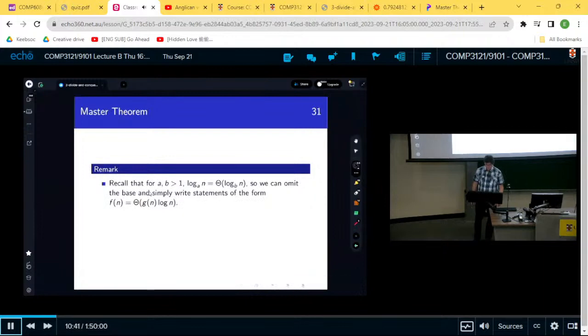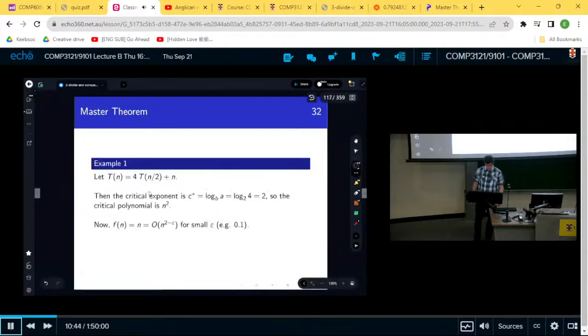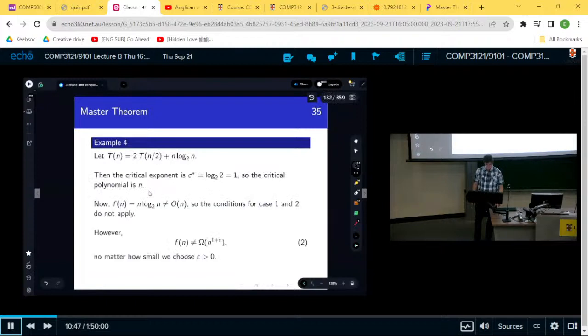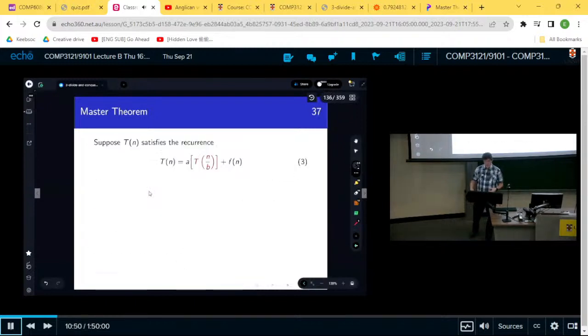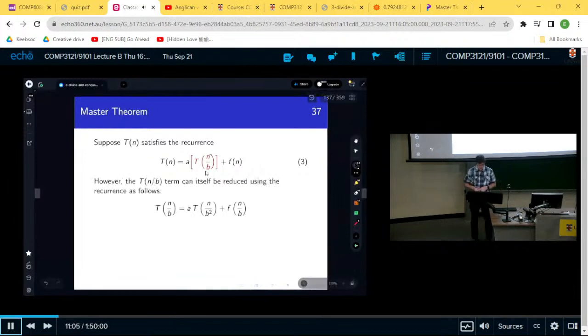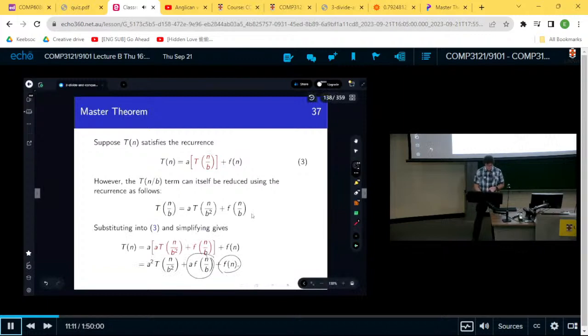Okay, so we went through some of the examples. Let's scroll forward a bit. We started to unravel this recurrence in the master theorem. This is the recurrence that we are starting with. Now we replace t of n divided by b by its definition. So t of n divided by b is this. We make the replacement, and then we obtain this new recurrence down here.